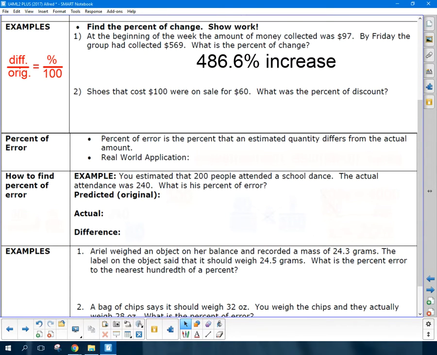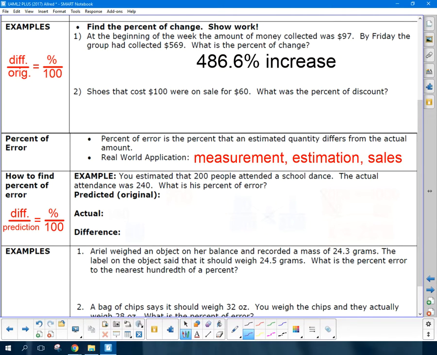Percent of error, we'll look at number 2 in stations tomorrow. Percent of error problems are pretty much the same thing, but it's the percent that an estimated quantity differs from the actual amount. Measurement, estimation, and sales are some real-world applications. Instead of putting the difference over the original, you're going to put the difference over your prediction. So if you estimated that 200 people attended a school dance, but there were actually 240 people there, you were off by a little bit.